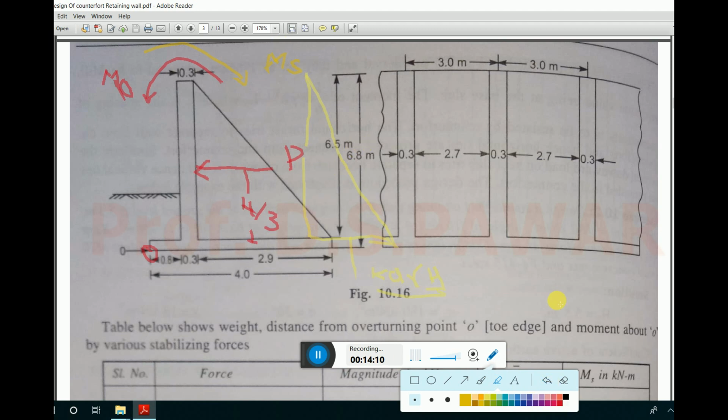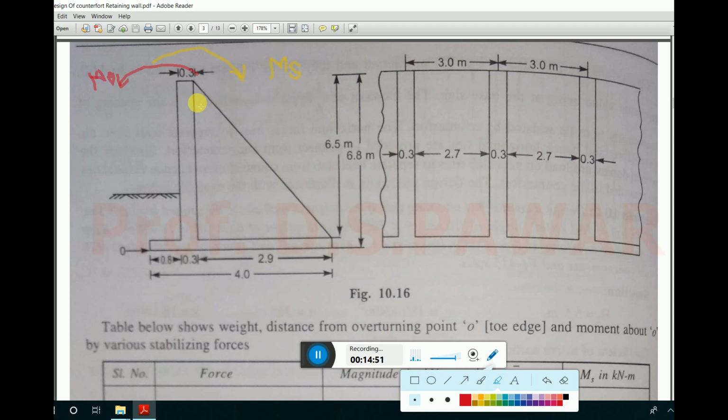For the unit weight of soil we are going to consider the stability moment, which acts like this, and here the overturning moment, Mo, is going to act like this. So, the overturning moment and the sliding moment.